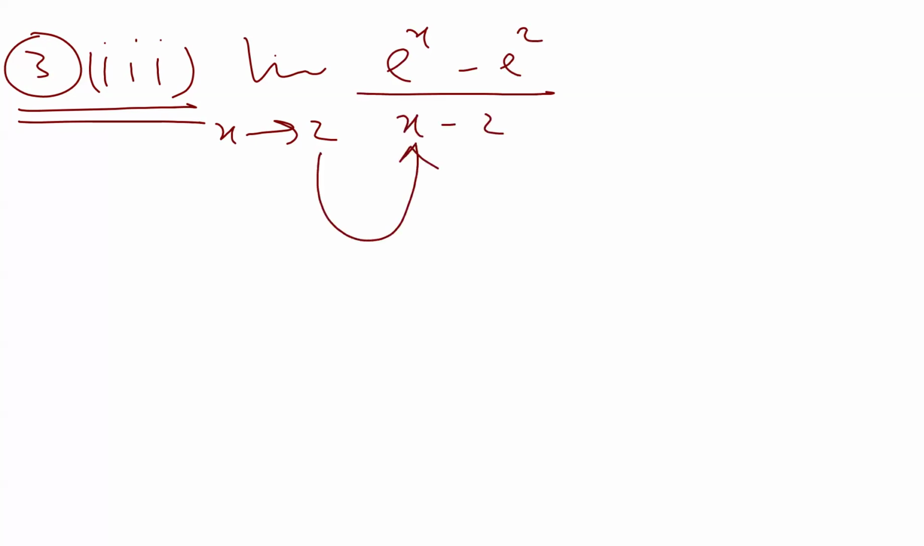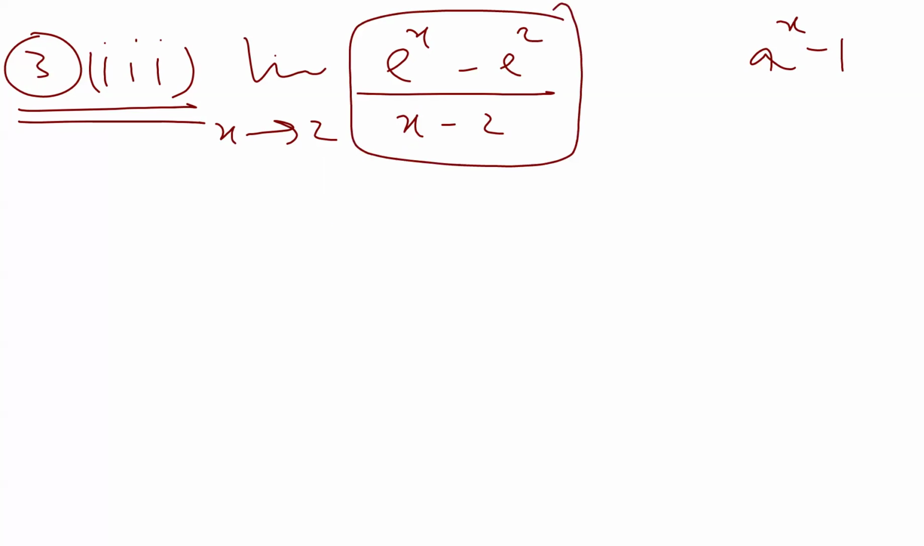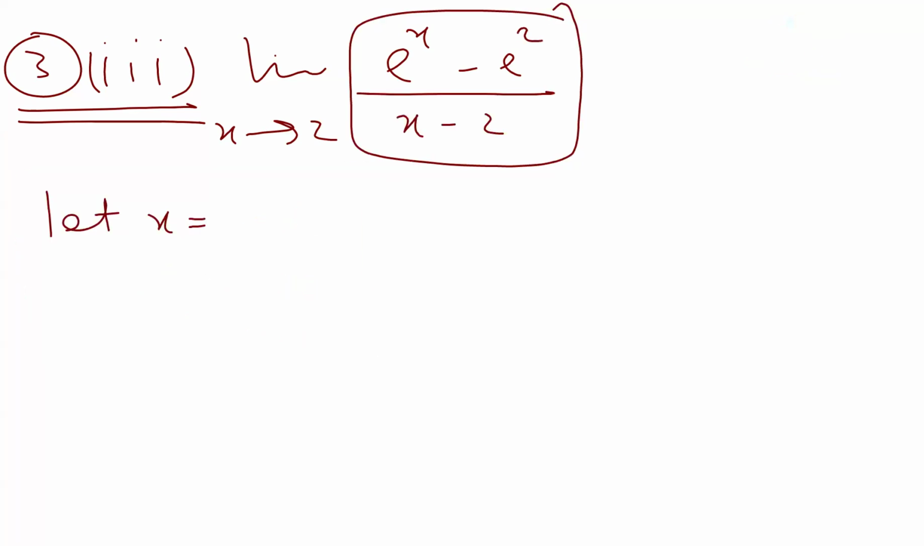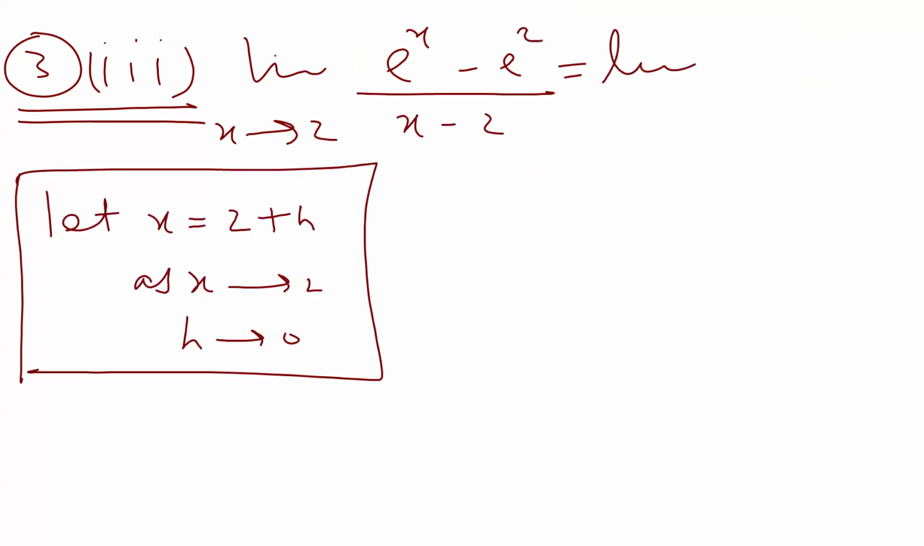If you put x as 2 over here, 2 minus 2 is 0. And at the same time, we don't have the proper format also, a raised to x minus 1. Third thing, we cannot just simplify this. So let x is equal to 2 plus h. As x approaches 2, h will approach 0. So this will be limit h approaches 0, e raised to 2 plus h minus e raised to 2 upon 2 plus h minus 2. Now this is indices.